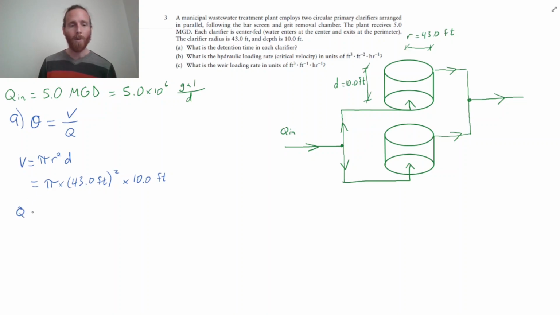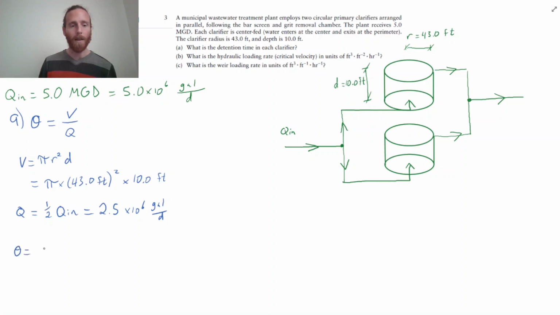And then Q, well, that's going to be half of the influent flow. Why half? Well, you're in engineering school. I think you know why. So one half of Q influent equals 2.5 times 10 to the 6 gallons per day. So each clarifier will get 2.5 here and 2.5 here. We're splitting at this point, and we get half the flow in each clarifier.